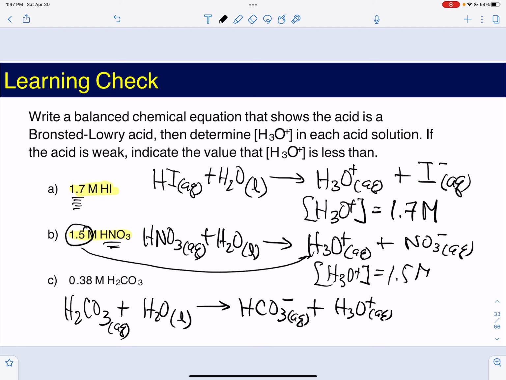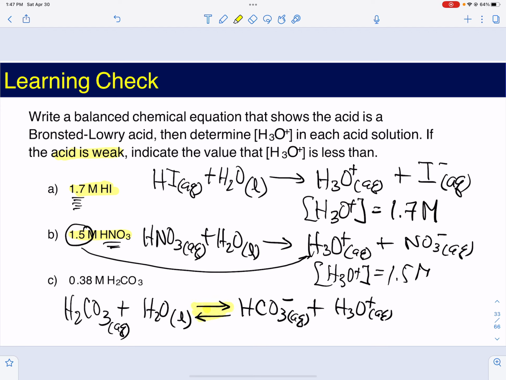However, since this is a weak acid, not all of it will become hydronium. So the way we're going to show that is by saying some of it will come back and destroy the hydronium. So 2 arrows means that you're dealing with a weak acid. So put that in your memory bank.